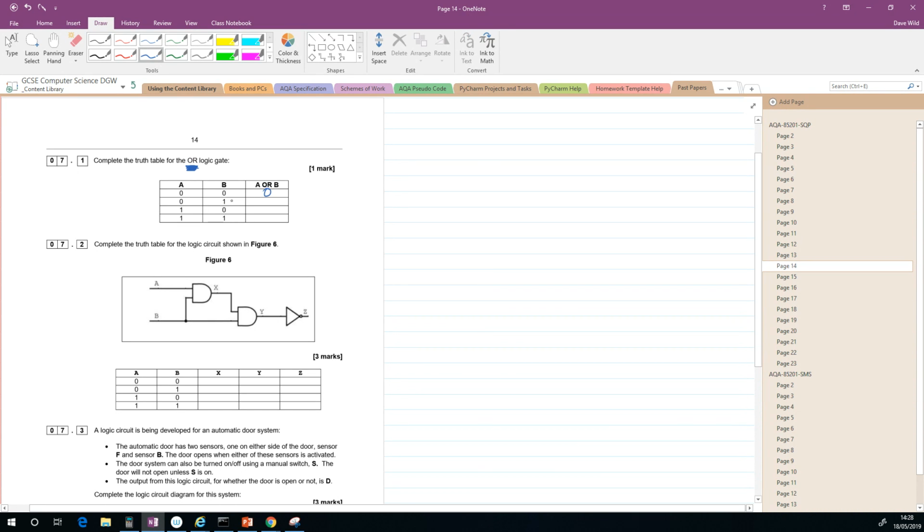Either of these is a 1? Yes, it is. Either of these is a 1? Yes, it is. Either of these is a 1? Yes, it is.